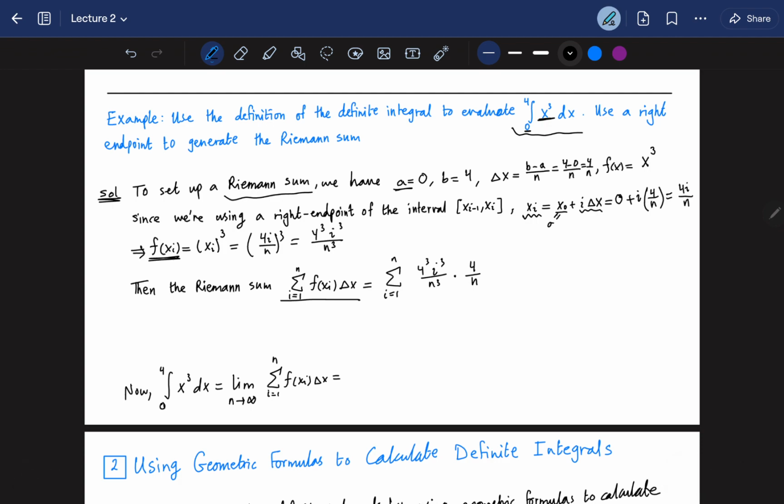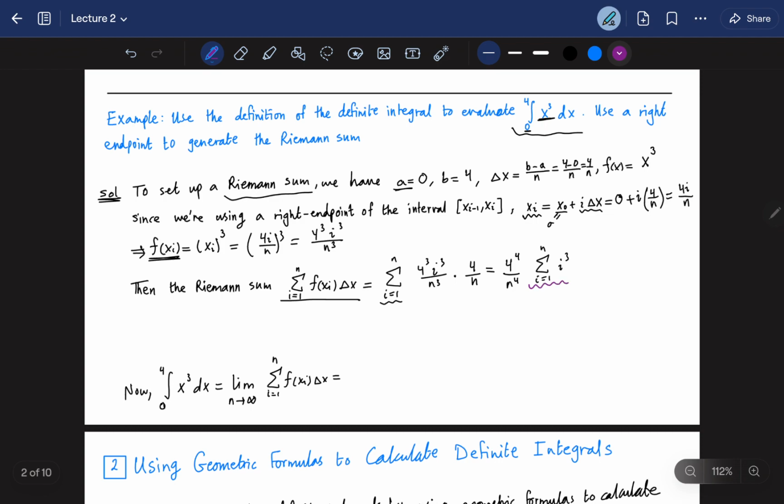Now, since this summation only depends on i, so I'm only switching my i values, I can take everything else out. So I'm going to have 4 to the 4th over n to the 4th, summation i cubed, i equals 1 up to n. Now, what do you notice here?